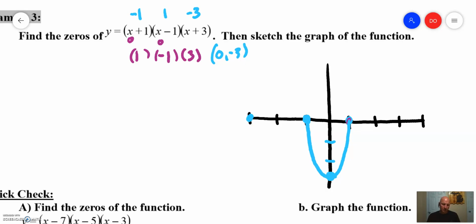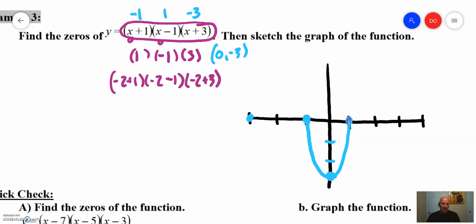So I'm going to plug -2 into this original function. I'd have -2 plus 1, -2 minus 1, and -2 plus 3. I'm plugging -2 in for all the x's. Let's simplify each one of those binomials. This would be -1. This would be -3. And -2 plus 3 is 1. When I multiply all those values, -1 times -3 is 3, and 3 times 1 is 3. So when I input -2, I got out 3. I'm going to graph that point: to the left 2 and up 3.